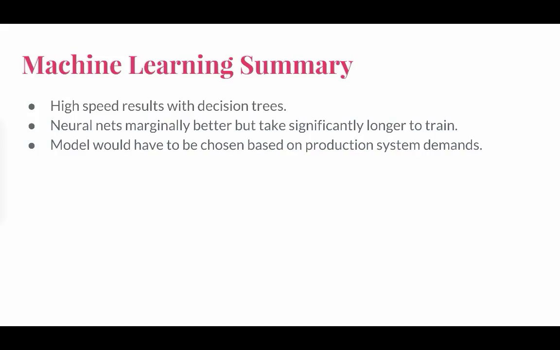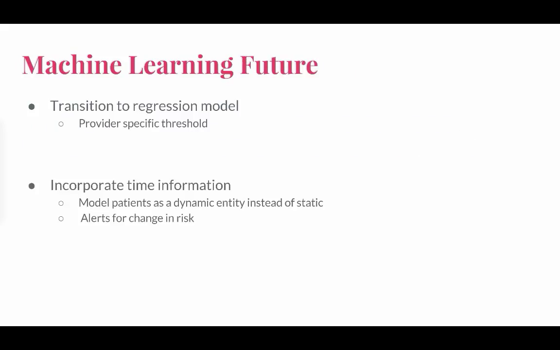In the future, we can transition from a classification model to a regression model, which would allow helping set provider-specific thresholds. An additional area in the future is to incorporate time information as we get more data. This would allow modeling patients as dynamic entities instead of static entities. This could enable additional alerts for change in risk, which would help a doctor focus on which patients need additional help to prevent full onset diabetes.